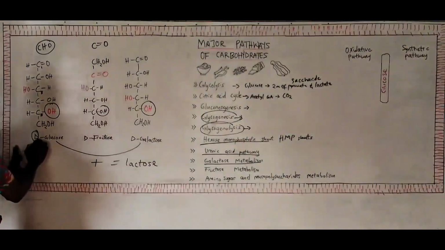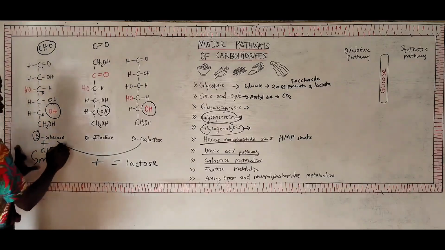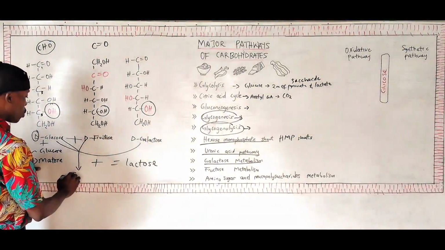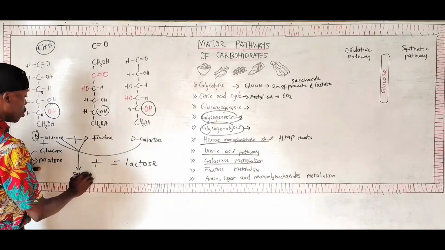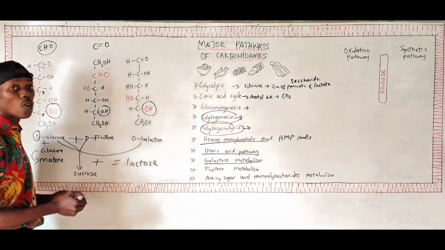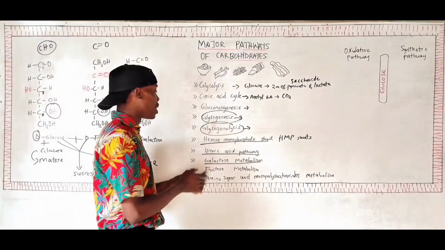So lactose is a disaccharide. Glucose plus glucose will give us maltose. And glucose plus fructose will give us sucrose. So maltose, sucrose, and lactose are examples of what? Of disaccharides. Then moving on, we have fructose metabolism.